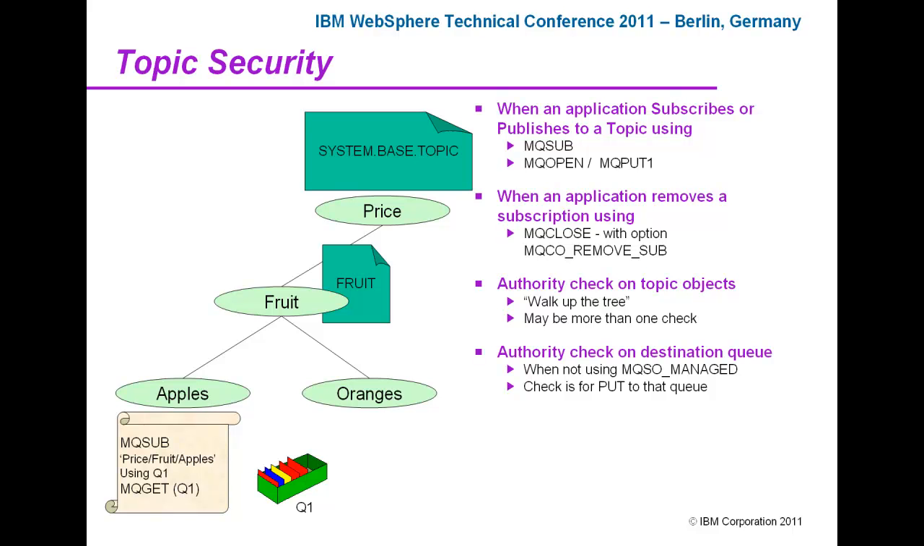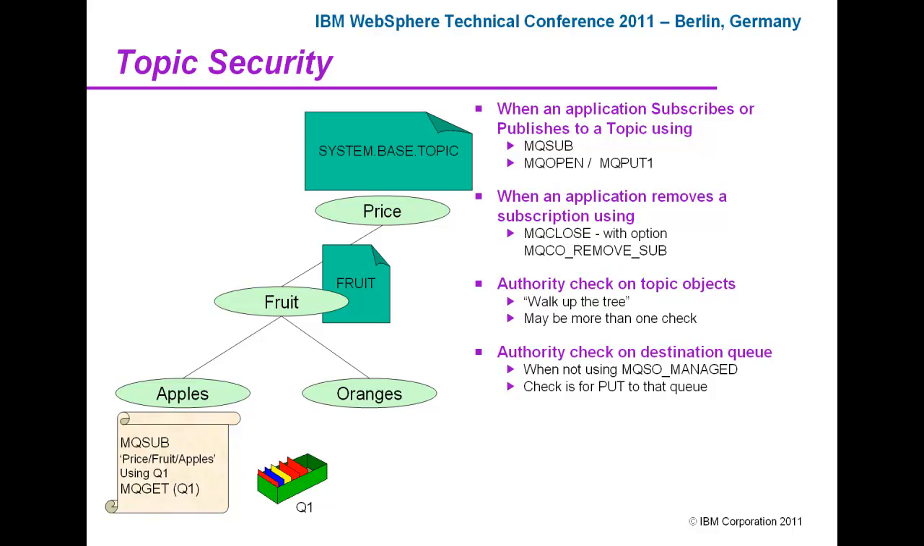Is there a profile for fruit? Yes, we have a topic object defining fruit. We can have a profile hung off that point. Does that grant my user access to fruit? If the answer is yes, then great. We return code OK. If not, we carry on up the tree. Is there a node at price? No. Finally, we will check against the very root, if you like, of the tree, against the profile for system-based topic. Is there permissions at system-based topic? If the answer finally is yes, then that's okay. If the answer is no and we have reached the top, then we will return not authorized to the application.